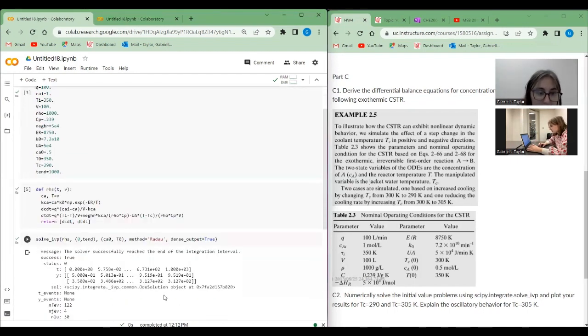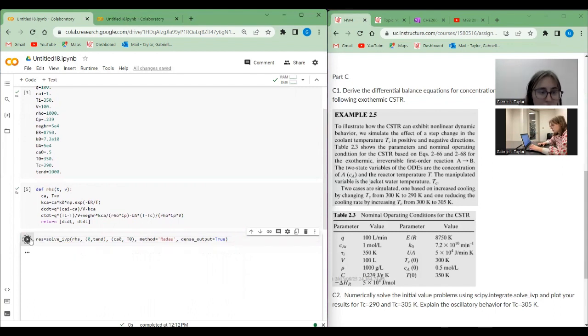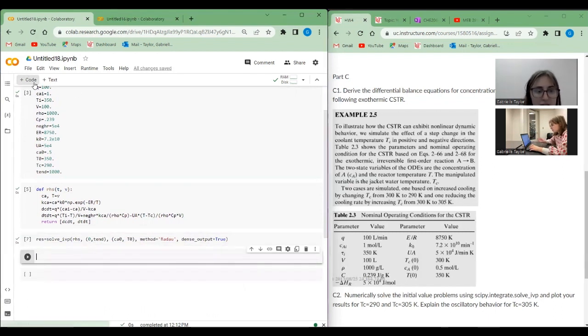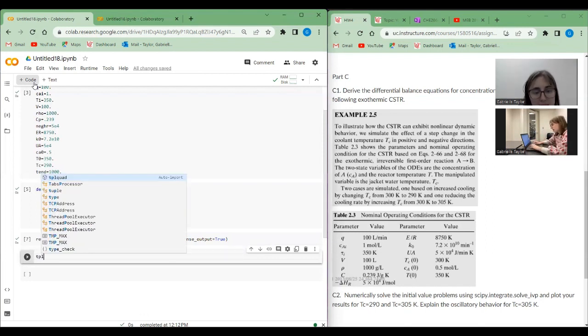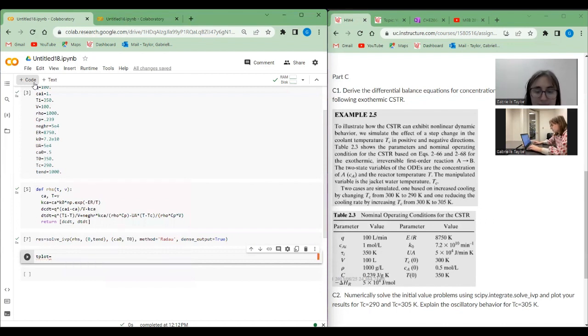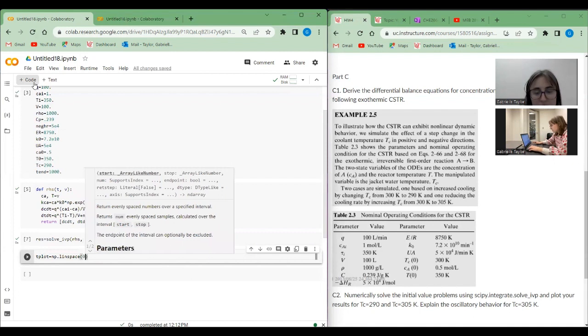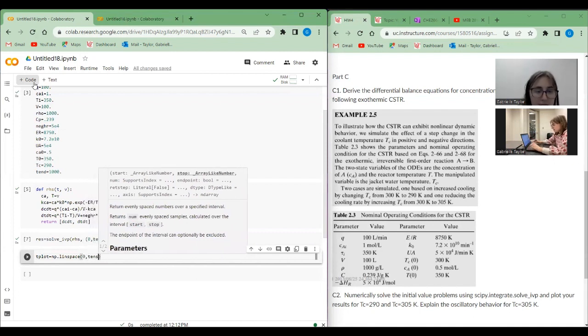So on the solve, let's give this a solve integrate. So that means this is good. So let's just make this equal resolution, give this a variable. Okay. So the next thing that we want to do is we need to make our x-axis, which is going to be our t-plot. So our time. So our t-plot is going to be np.linspace, and it's going to be from 0 to the time that we specified it's going to be ending, and let's have 1,000 points.